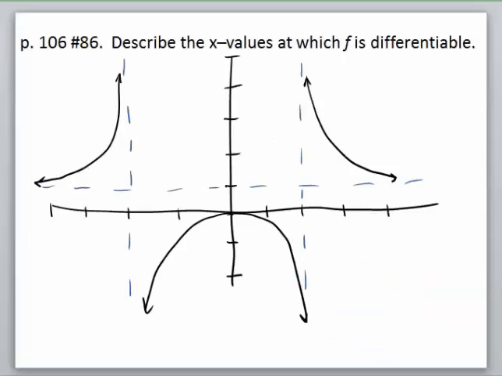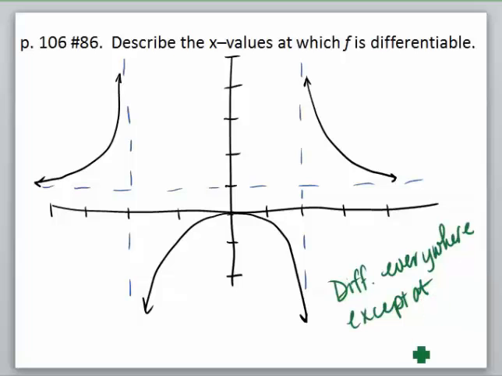On my next picture, again, I'm asked to describe where f is differentiable. I'm going to look for places where it's not differentiable, and that would be at these asymptotes. So just the vertical asymptotes, so it would be at 2 and -2. So I'll say it's differentiable everywhere except at x equals 2 and -2.